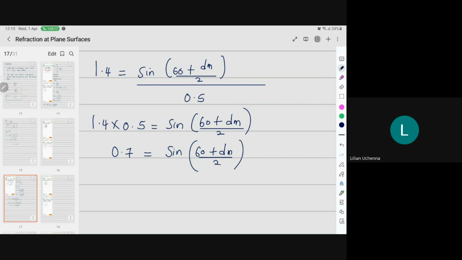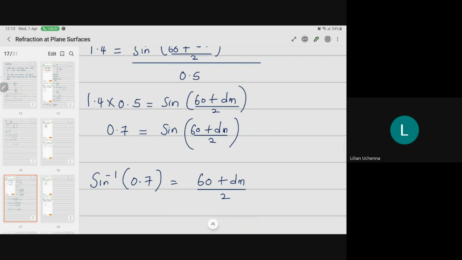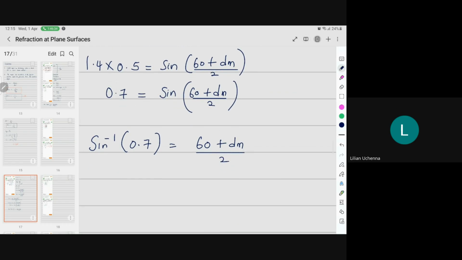So what I'm going to do, I'm going to take the sine inverse of both sides. So I have the sine inverse of 0.7 will now leave me with this place. The sine will be removed. I have dm all over 2. And sine inverse of 0.7, shift sine 0.7, will give me 44.427. So this is 44.427 is equal to 60 plus dm all over 2.